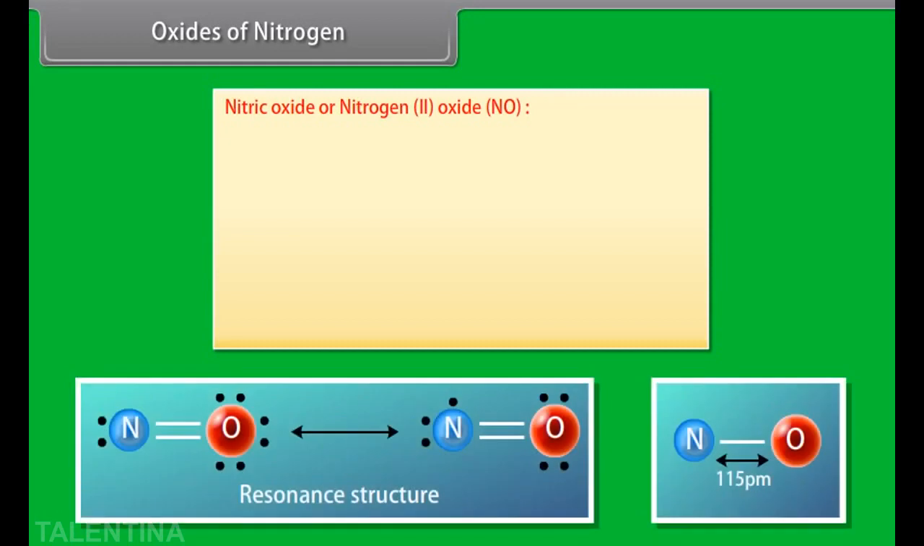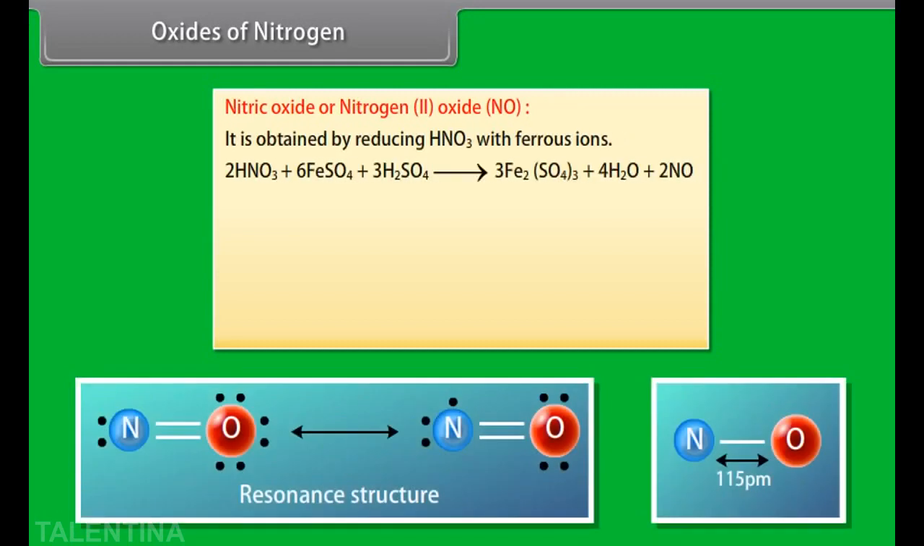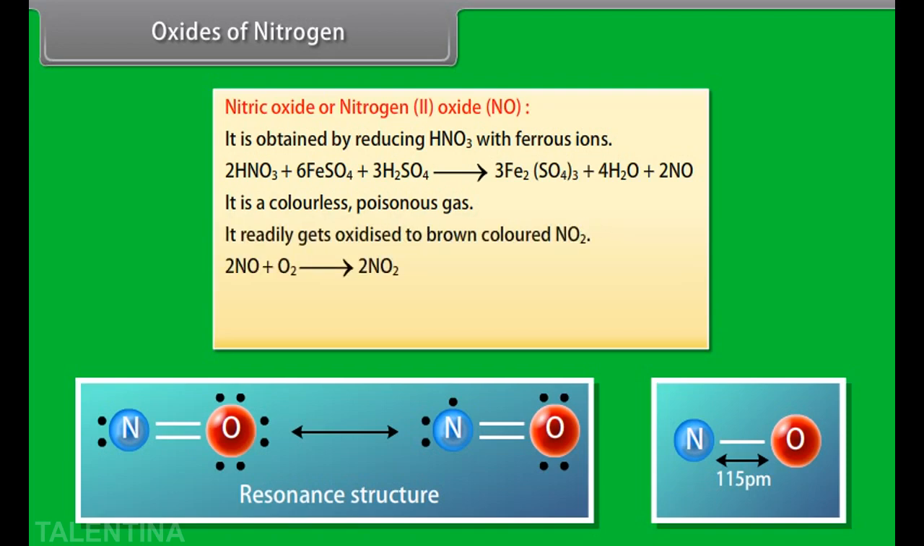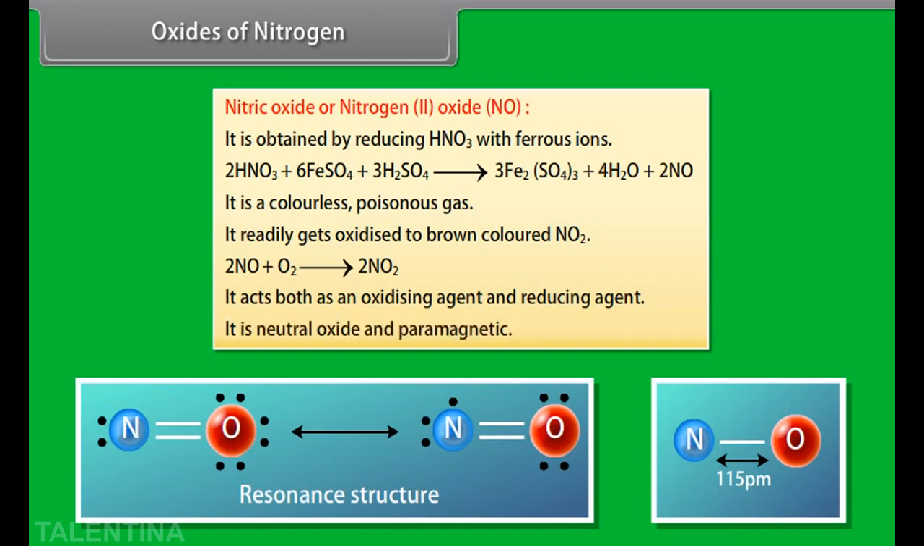Nitric oxide or nitrogen 2 oxide. It is obtained by reducing HNO3 with ferrous ions. It is a colorless, poisonous gas. It readily gets oxidized to brown-colored NO2. It acts both as an oxidizing agent and reducing agent. It is a neutral oxide and paramagnetic.